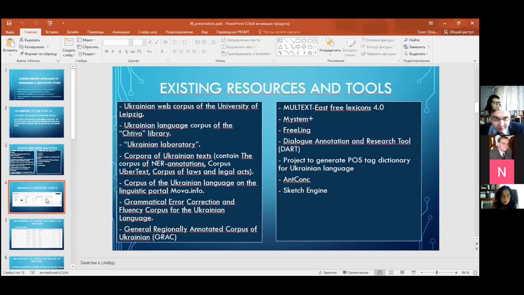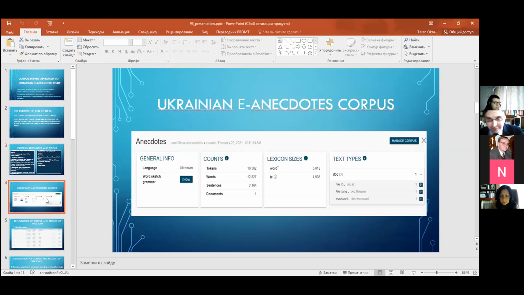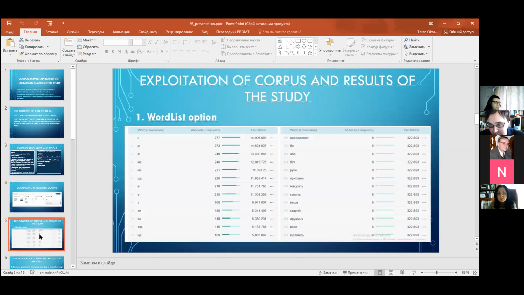A collection of Ukrainian E-anecdotes is composed of 500 texts by random sampling from various Ukrainian language sites. All texts were normalized. Further corpus exploitation is done with the Sketch Engine tools. Corpus statistics is given on the slide. And now I want to present exploitation of the corpus and the results of our study.